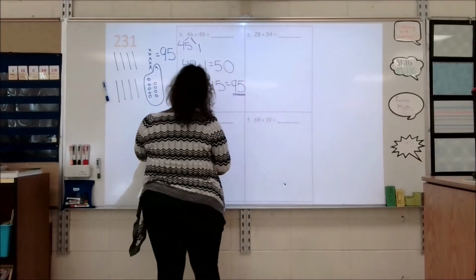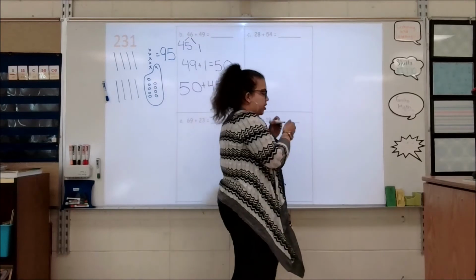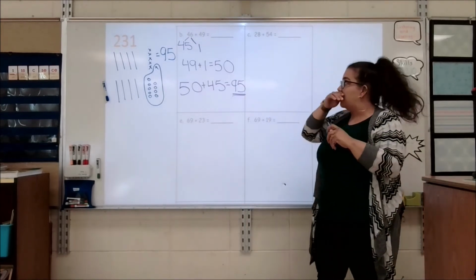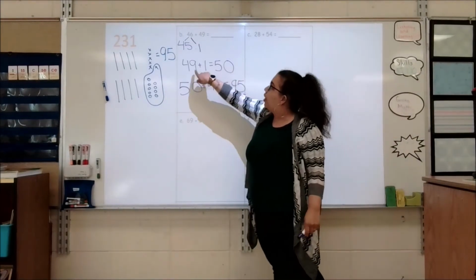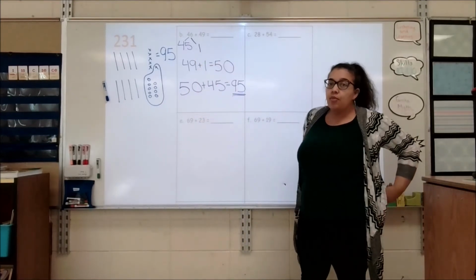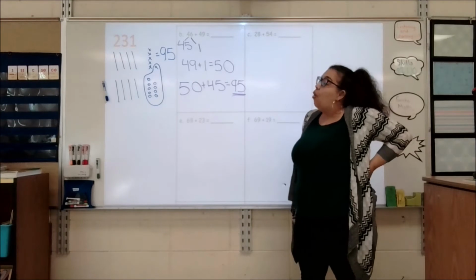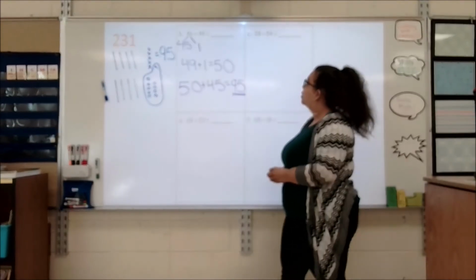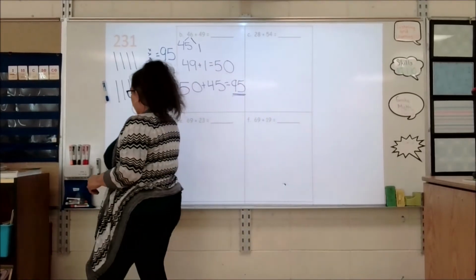95. And so again, this time we added the ones first. I moved 1 over to complete this group of 10. Once that group of 10 was completed, I counted on. Good job. Now, let's do this one over here.